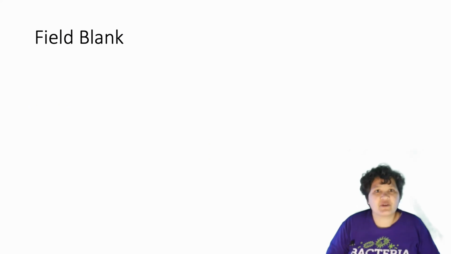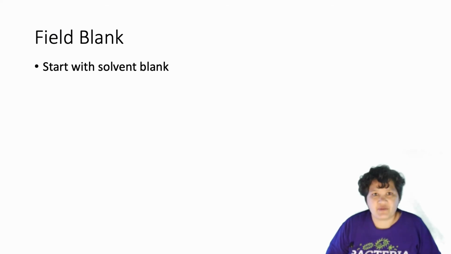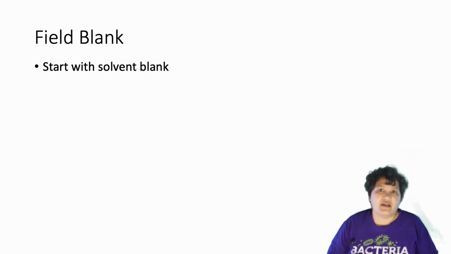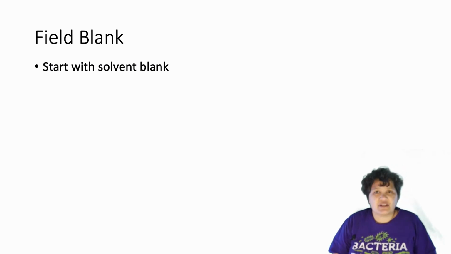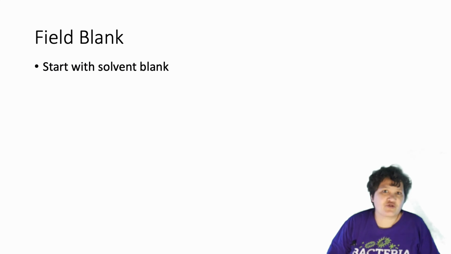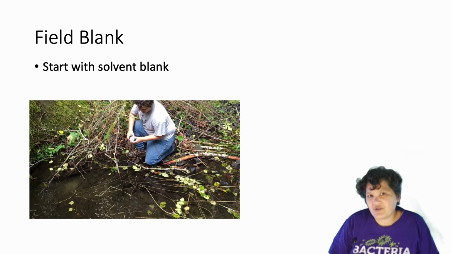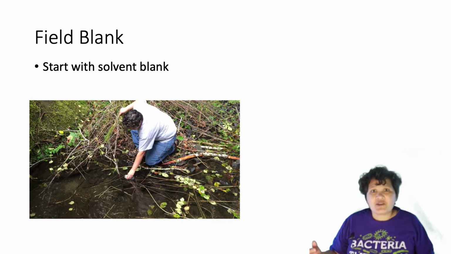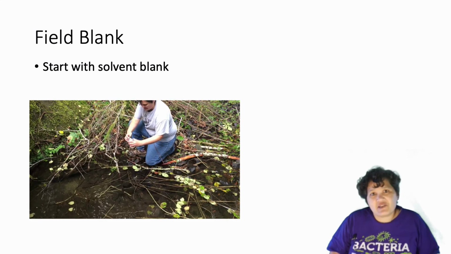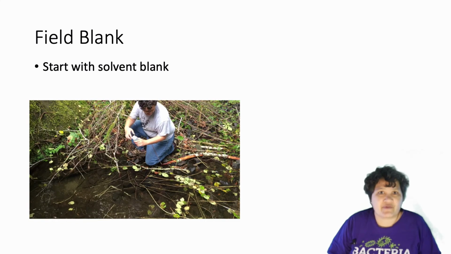The second sort of blank you can run is a field blank, which is used if you're collecting samples outside of the lab environment. Once again, this is going to start with your solvent or matrix. And once again, let's say you're collecting some stream water. Now, as you saw in our sample collection video, you'd start by doing a triple field rinse of the empty container before filling it with your sample. But during that time that it's got the lid off, it's open to the environment. And let's say it's a windy day. There might be small dust particles that end up in your sample that aren't part of the stream water.